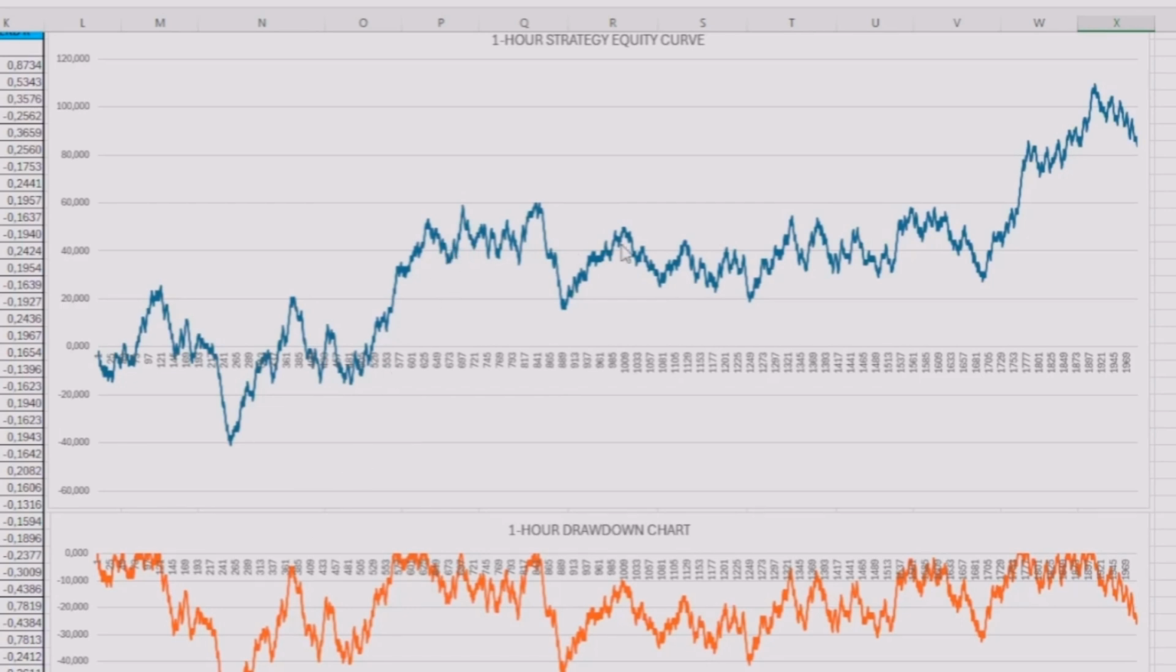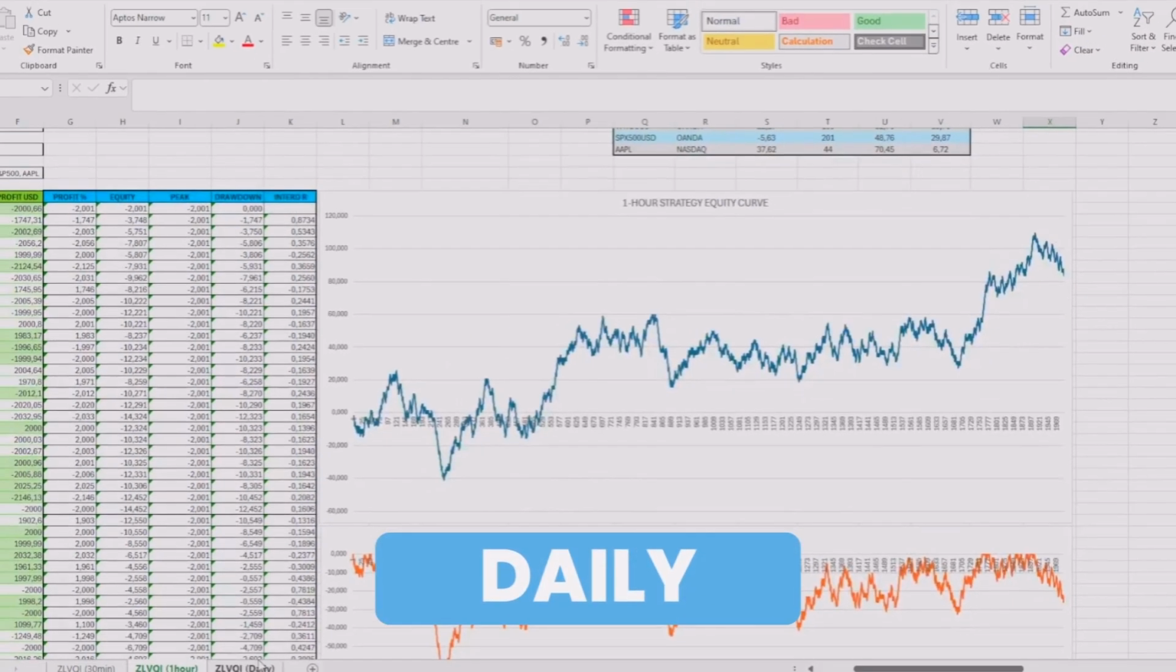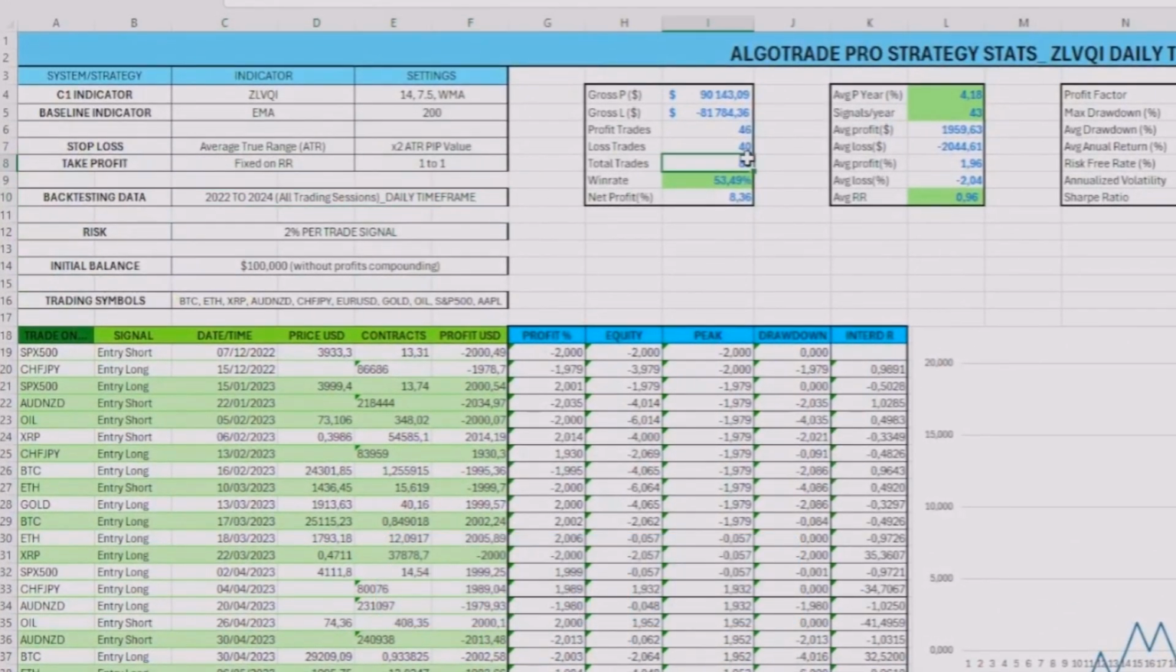and flat periods. Finally, in the daily time frame, after 86 trades, the indicator achieved a win rate of 53% and a small net profit of 8%.